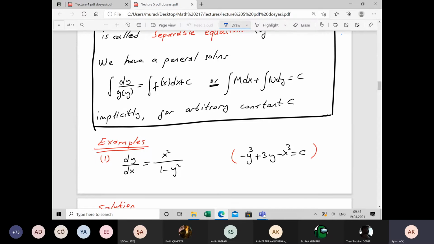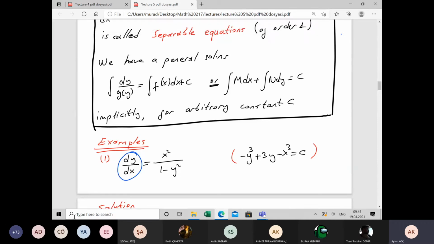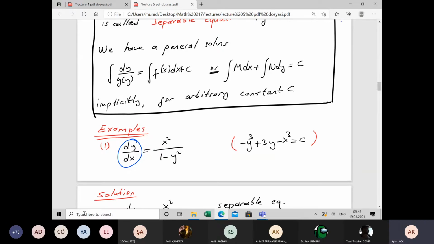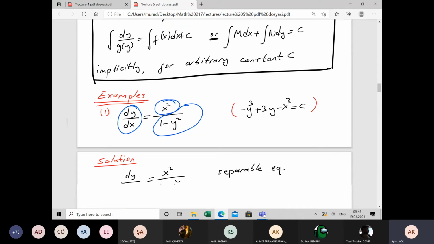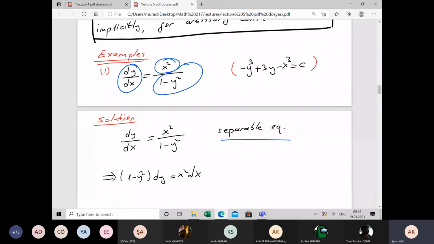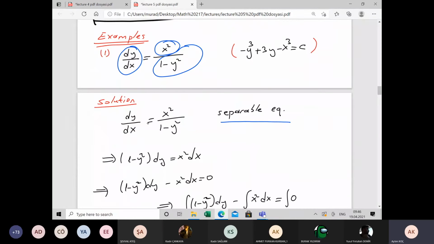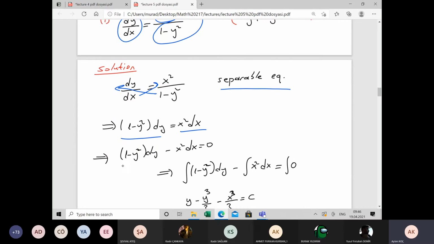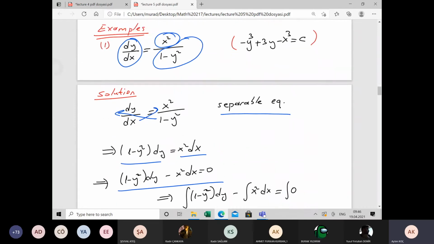So let's get the general solution of this differential equation. First of all, identify this differential equation: it contains y prime only, the highest derivative, so it is a first order differential equation. And it is separable, because look at the right hand side: it is the product of a function of x and a function of y. So it is a separable equation. Separate the parts and write this, and we obtain this form.